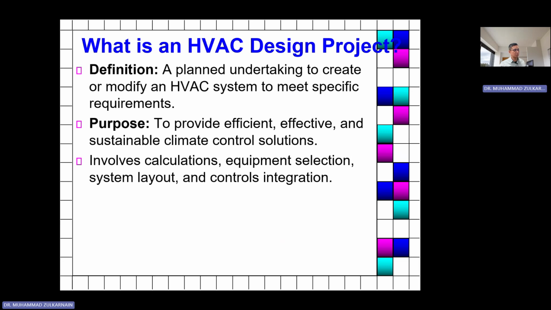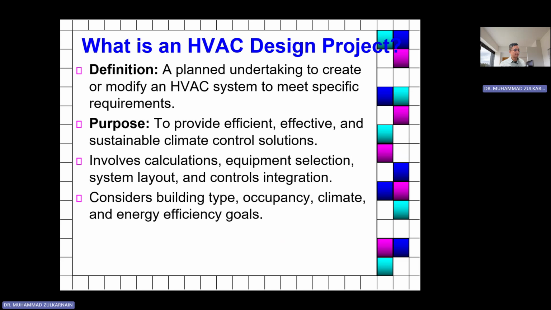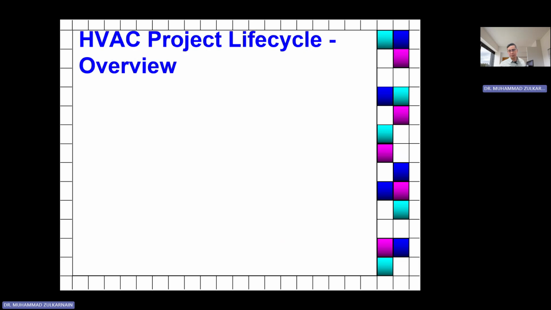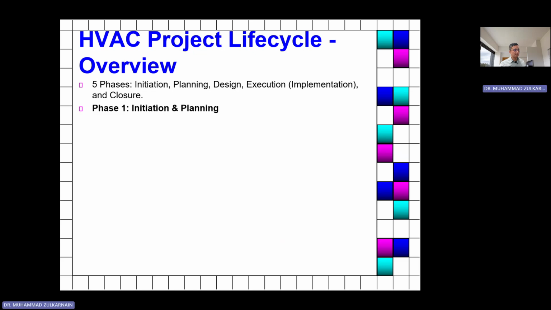Based on the client, they will give the architect's design, and then the engineer will design based on the condition or structure of the architect's design. And consider building type, occupancy, climate, and energy efficiency, because sometimes the building will have much sun exposure. So maybe that will be considered in the design.